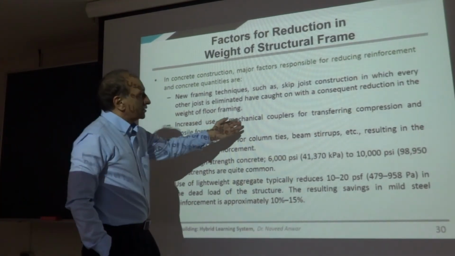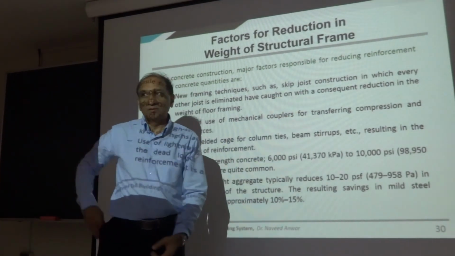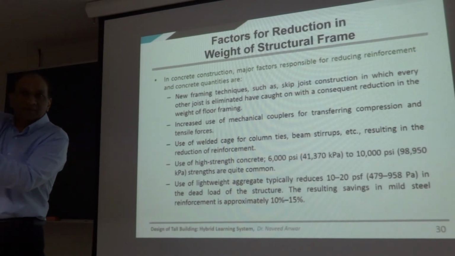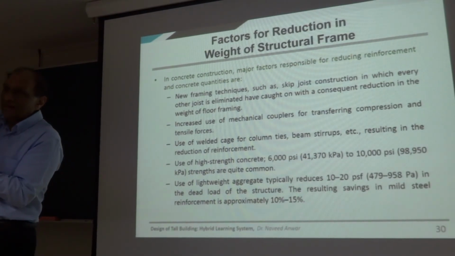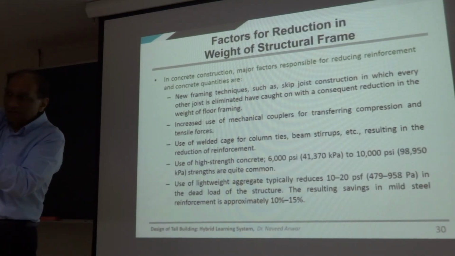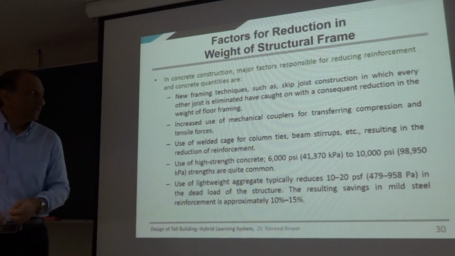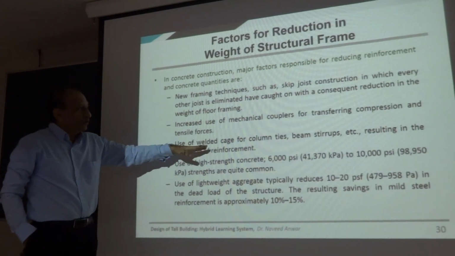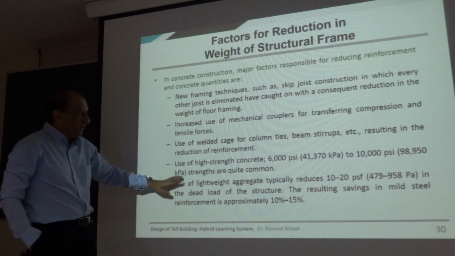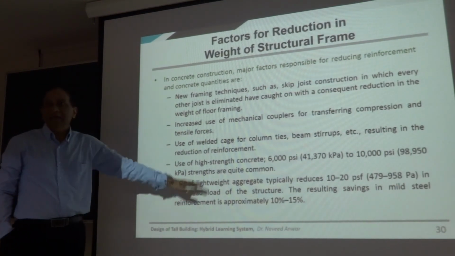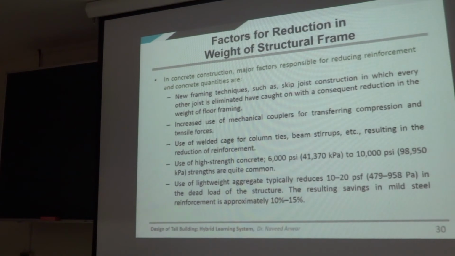Increased use of mechanical couplers: instead of using lap splices, you use mechanical connections between rebars, because you waste a lot of reinforcement by overlaps and splices. So you don't use that. You bring the big bars together, put a mechanical coupler between them, so you reduce cost. Things like that. Use a wide cage for column ties and so on. Use of high strength concrete, use of lightweight aggregate. All of these things can help you save the cost in a concrete structure.